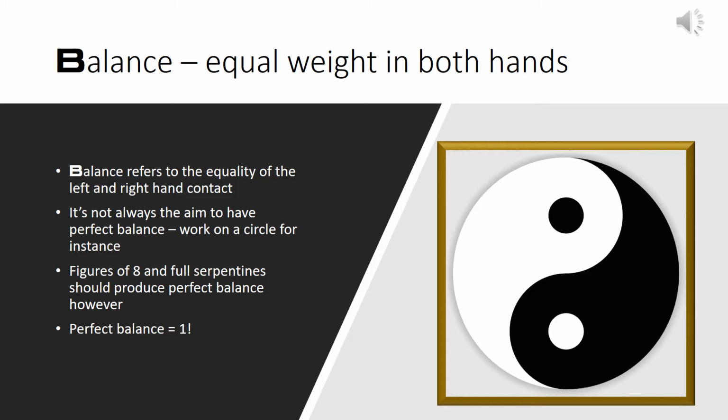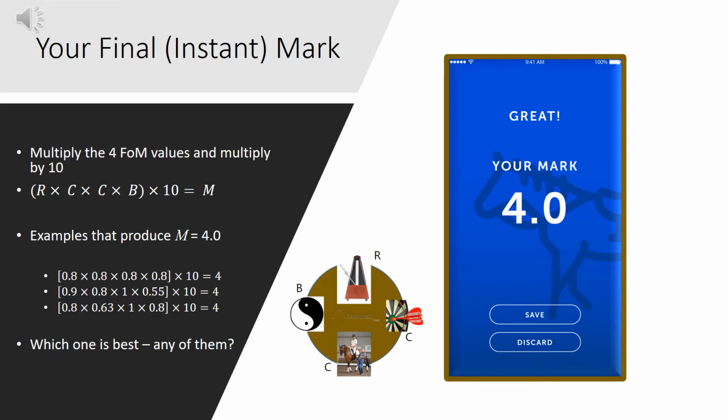balance in all things. So let's just remind ourselves of the 4 key skills: rhythm, consistency, contact and balance. 4 things that we're trying to get right. Now each of these is calculated on a scale of 0 to 1. If you do that and you multiply them together, you multiply that number by 10, you end up with a score out of 10. And it gives you an indication on how well you're doing in each of the 4 skills that are rhythm, consistency, contact and balance.